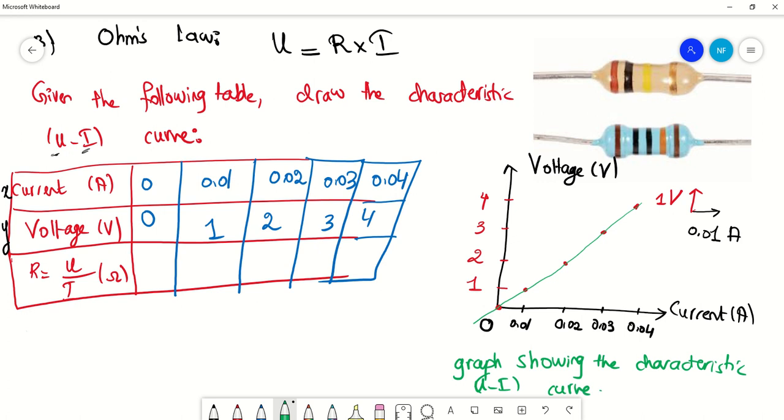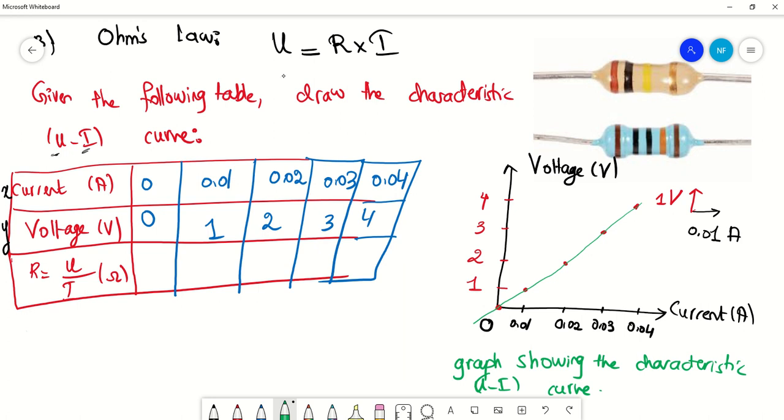What have I obtained? I have obtained a straight line passing through the origin. Now we say it's a straight line passing through the origin. So what's the benefit I'm taking from the straight line passing through the origin? The benefit is that when I prove that the characteristic UI is a straight line passing through the origin, I prove that this electrical device is a resistor. When I prove that, it follows Ohm's law, so the resistance R will be equal to U over I.